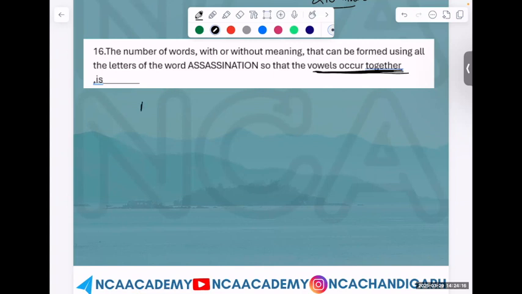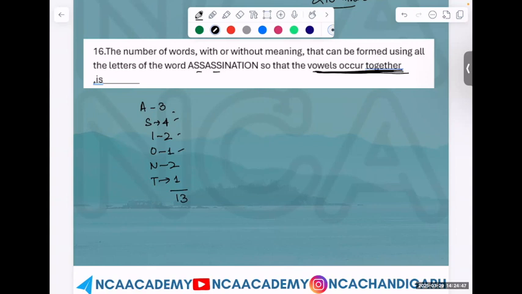How many A's do we have? 3. How many S do we have? How many I's do we have? How many O do we have? How many N do we have? A3, S4. How many T's do we have? 1. Total 3 plus 4, 7. 7 plus 2, 9. 9 plus 1, 10. Total letters are 13. It is but obvious.